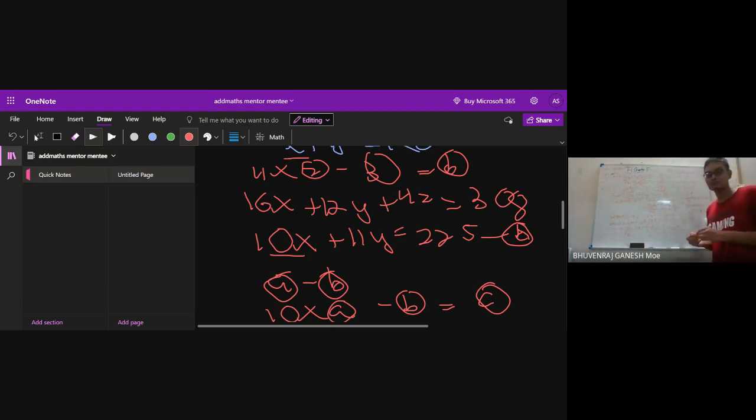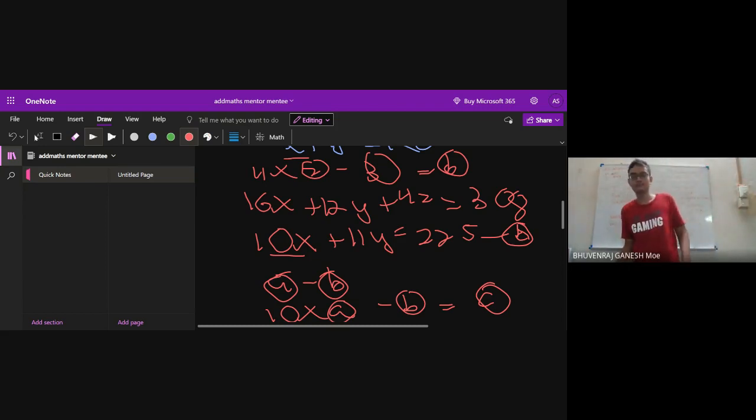So it's up to you. See, both methods can get you the same answer. One is shorter, one is longer. That's it.